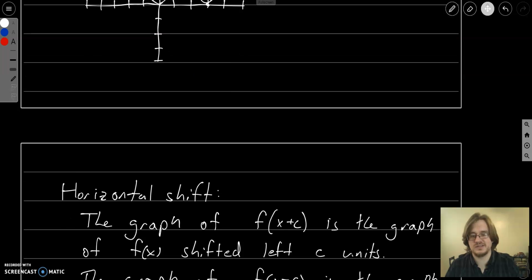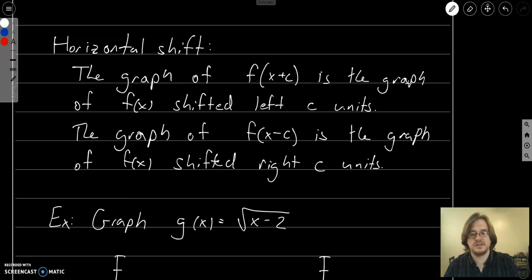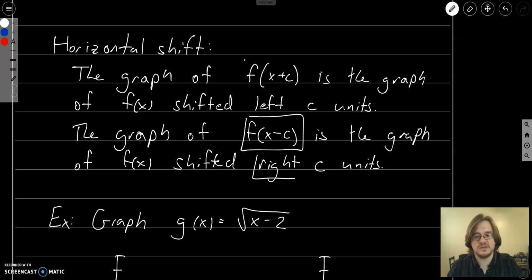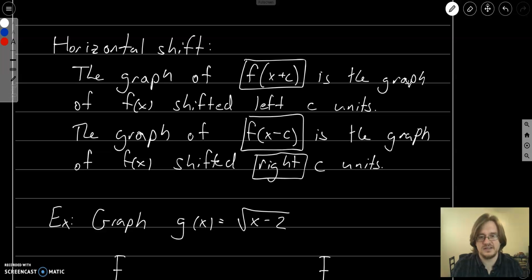So let's write this down. For a horizontal shift, when you subtract c from x, we're going to be shifting to the right. We can also shift to the left by adding something to x. So here, if you add a little bit to x, we're going to shift to the left. So adding corresponds to left, and subtracting corresponds to right. This may seem a little bit backwards, but if we really stop to think about it, this will make sense.